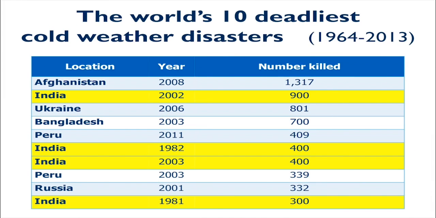Let's look at the world's 10 deadliest cold weather disasters over the past 50 years, and this actually may be a little counterintuitive for you as well. Now we can see that the number one is actually Afghanistan. Relatively low numbers of deaths though, only 1,317 deaths in that particular disaster. Now, I don't want to minimize these deaths. 1,300 deaths to me is still too much.